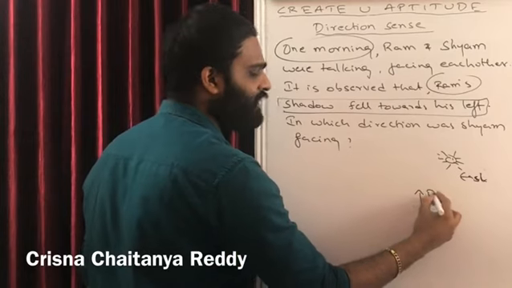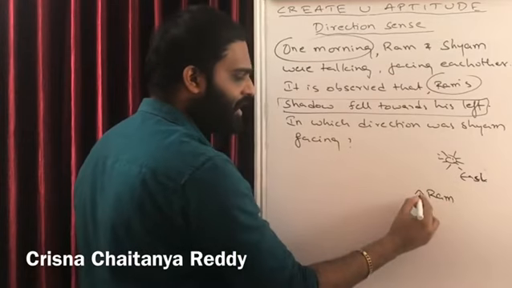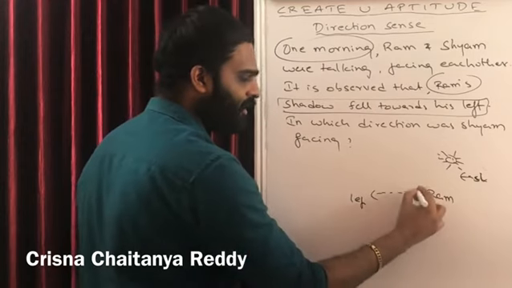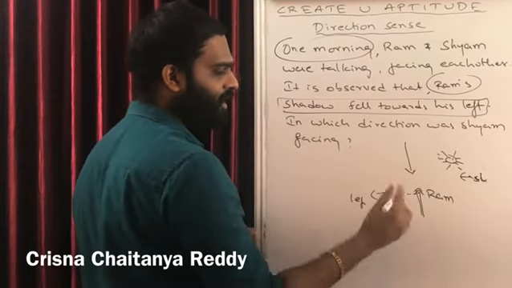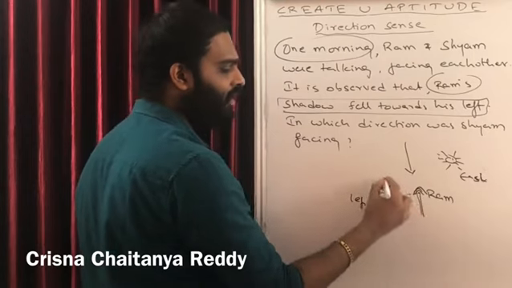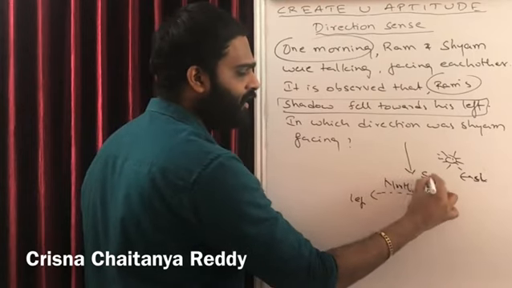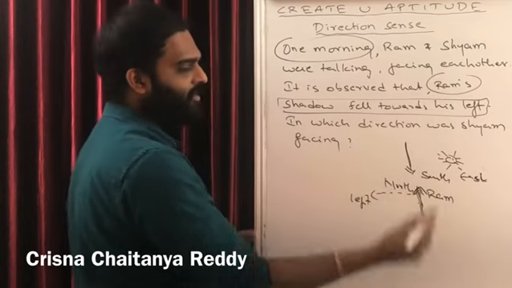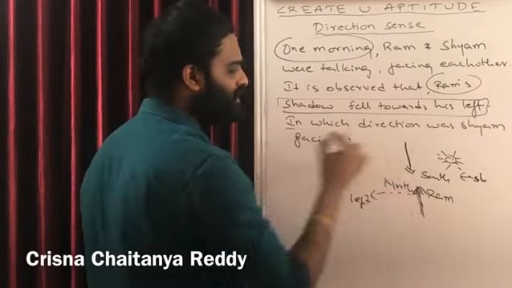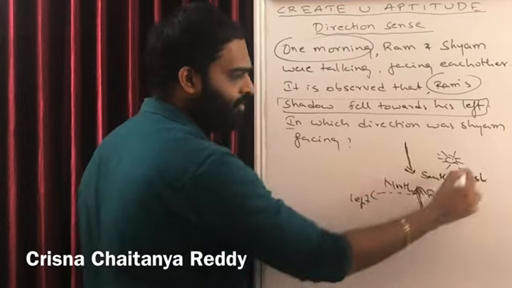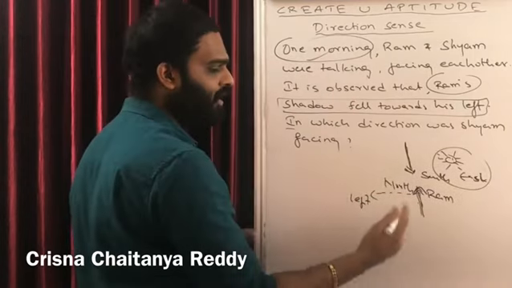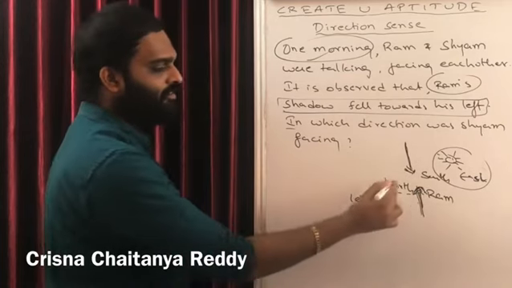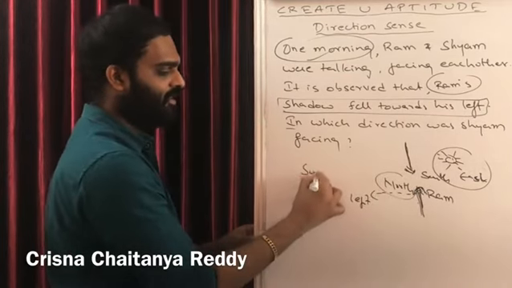So when sun rises in the east, and Ram's shadow fell towards his left, that means Ram will be facing this direction. Only then Ram's shadow will fall towards his left. So this is Ram facing and this is Shyam facing. That means Ram will be facing north and Shyam will be facing south. In which direction was Shyam facing? He was facing south, because sun rises in the east in the morning. So shadow falls towards his left only when he faces north. So Ram facing north, and the answer for this question is south.